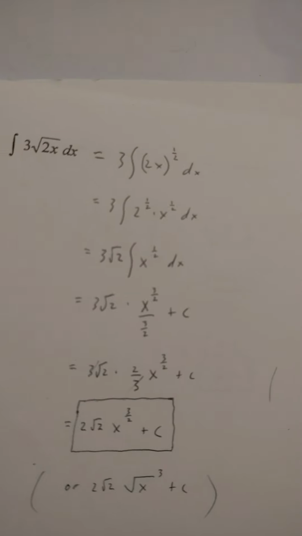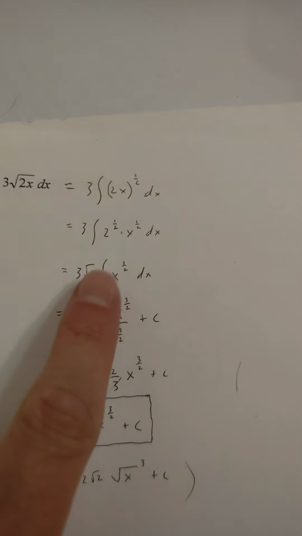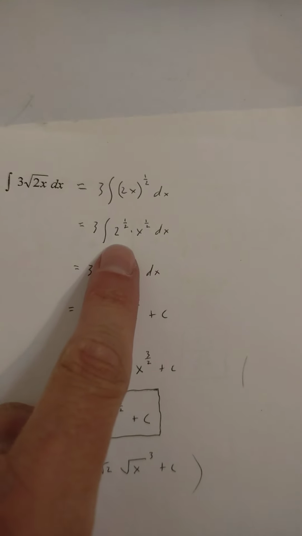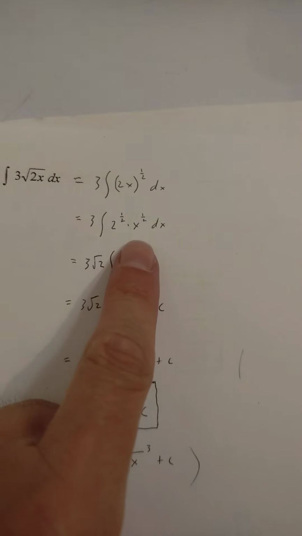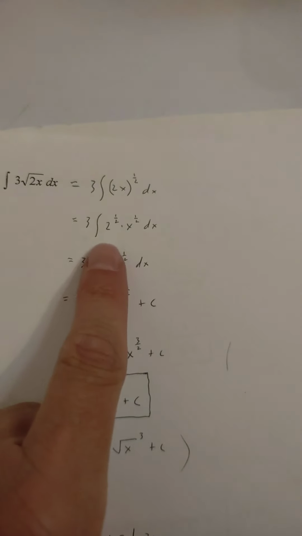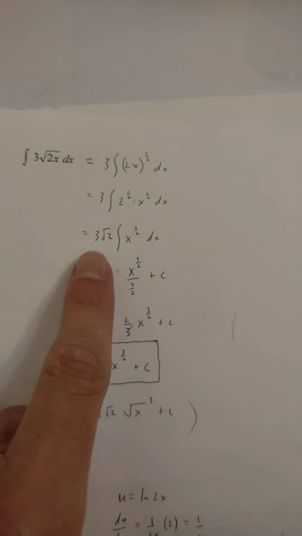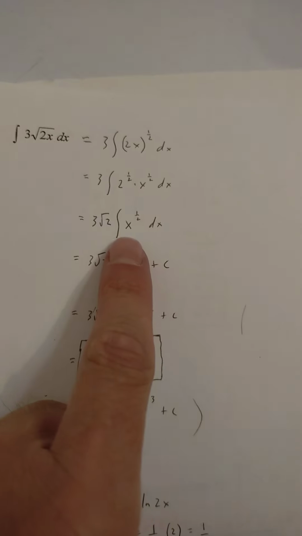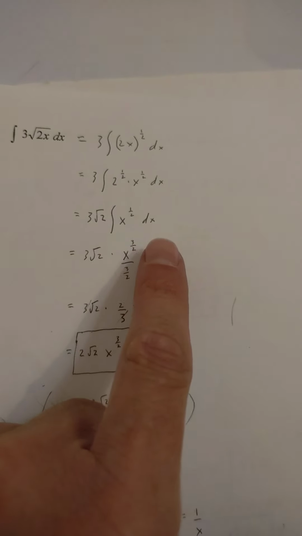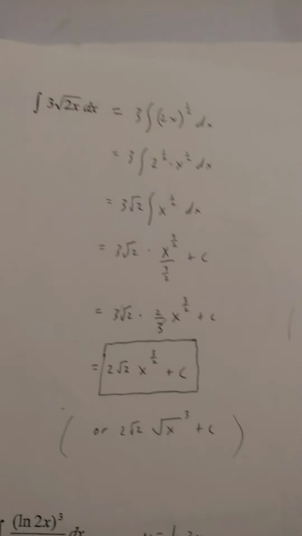And then by a rule of exponents, whenever you have something raised to a power, each factor gets raised to that power. So rewrite it as 2 raised to the 1/2 power times x to the 1/2 power dx. 2 to the 1/2 is just a constant, so you can pull that outside and multiply it with the 3. And 2 to the 1/2 is the same thing as the square root of 2. And then finally, we can integrate x to the 1/2 dx by the power rule. Add 1 to the exponent and then divide by the number. What's 1 plus a half?